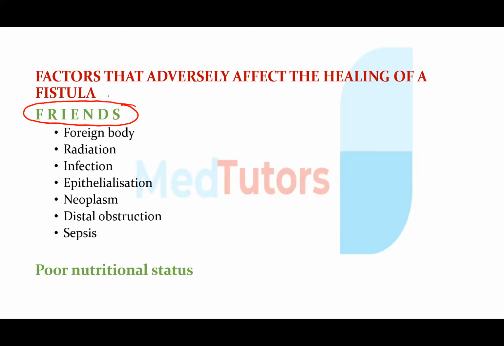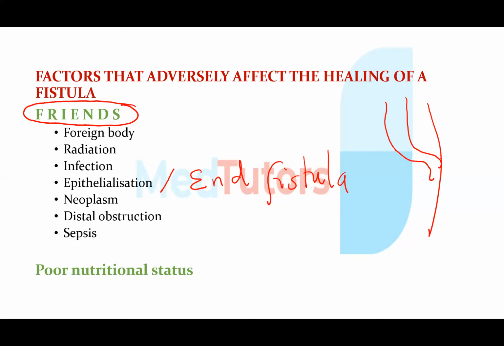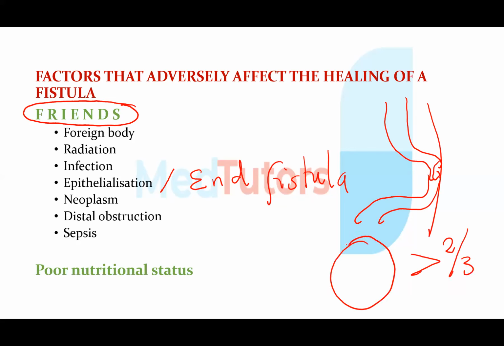Epithelialization of the tract and fistula. When you have an end fistula, you have a stoma communicating with the exterior such that this stoma is greater than 2/3 of the circumference of that bowel, it is described as an end fistula. So this could be described as epithelialization of the tract or an end fistula.